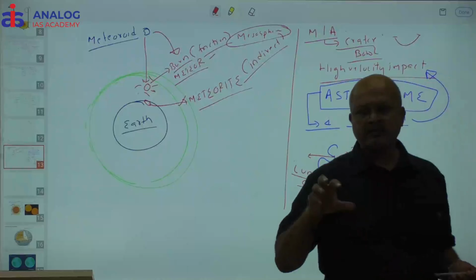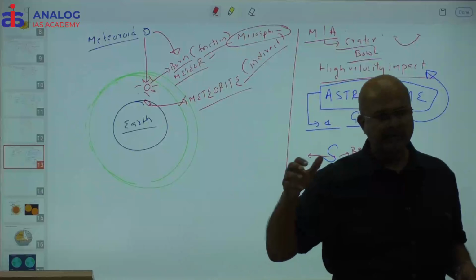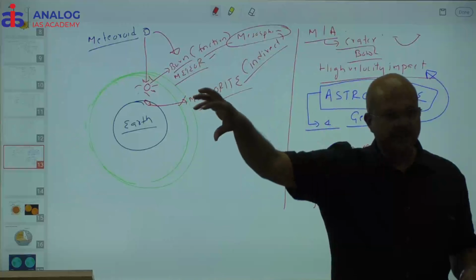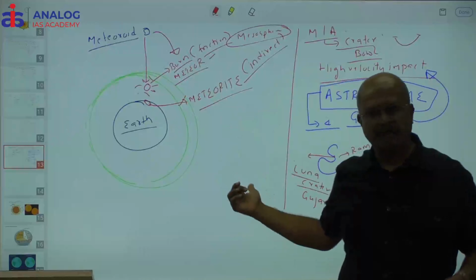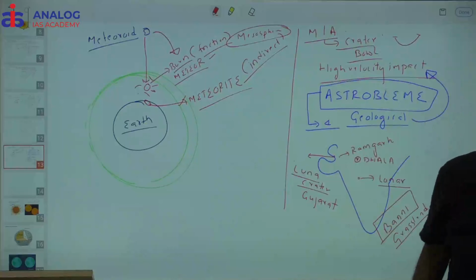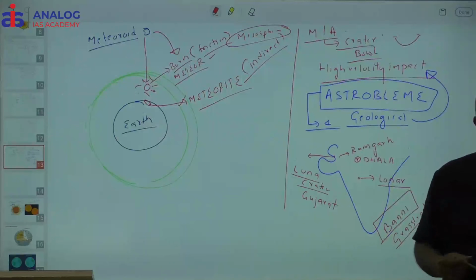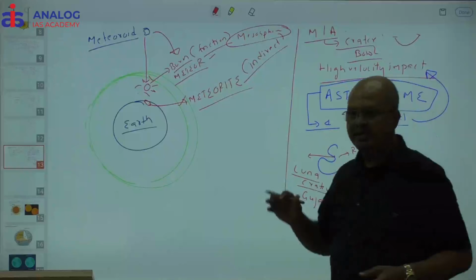Lakes can be formed by endogenetic forces, man-made, by rivers, and they can be extraterrestrial. You may ask, right, some idea about asteroids.